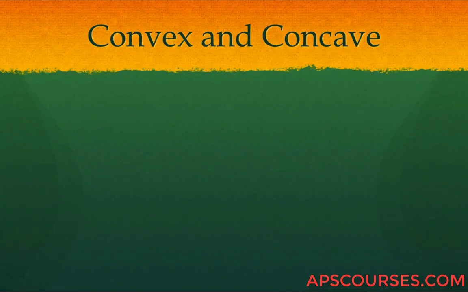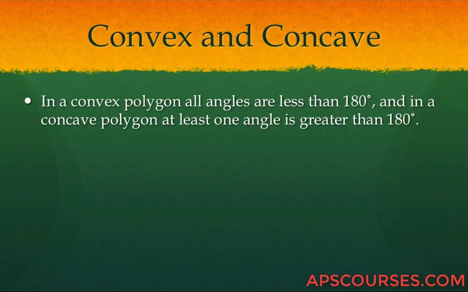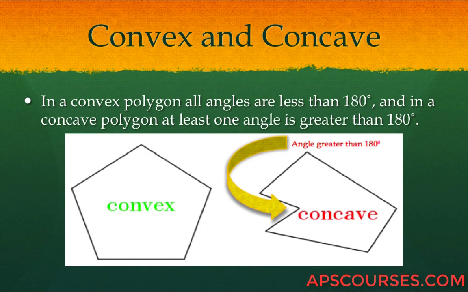Convex and concave polygons. In a convex polygon, all the angles are lesser than 180 degree. And in a concave polygon, at least one angle is greater than 180 degree. On the left hand side, you have a convex polygon. And on the right hand side, you have a concave polygon. The arrow shows the angle that is greater than 180 degree.